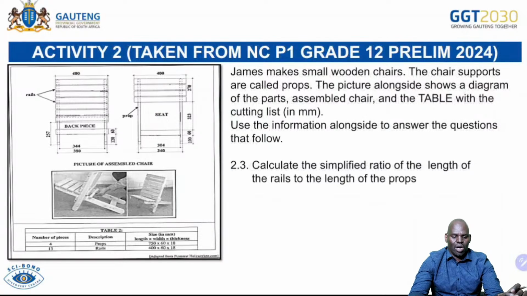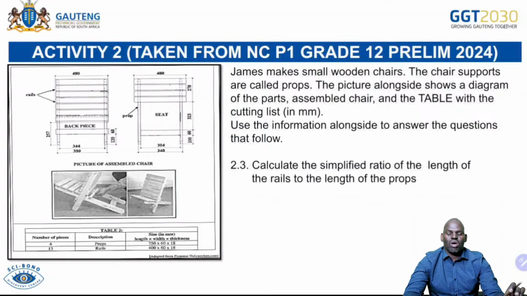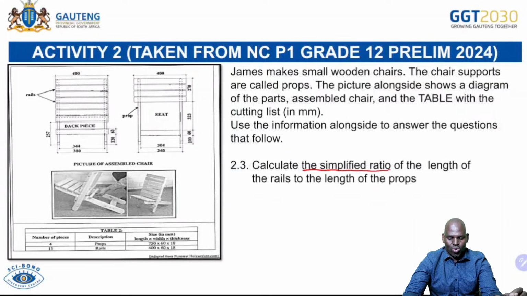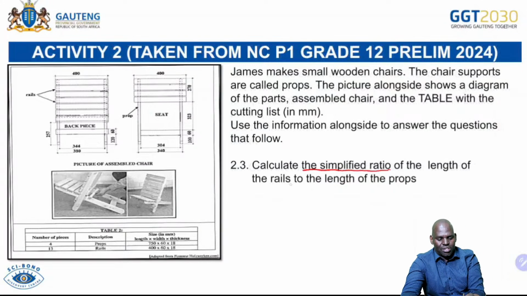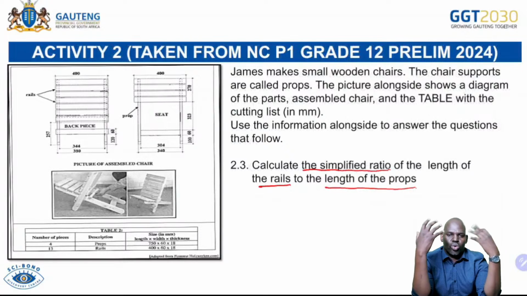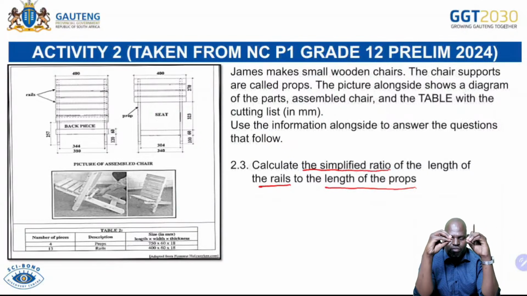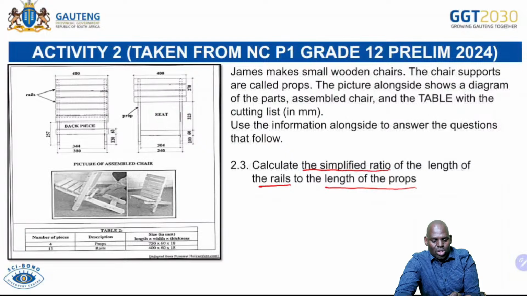Okay, and then number 2.3, calculate the simplified ratio of the length of the rails to the length of the props. We all know a ratio, but what is important in this case is the order. We have to start with the length of the rails, and we have to end up with the length of the props.